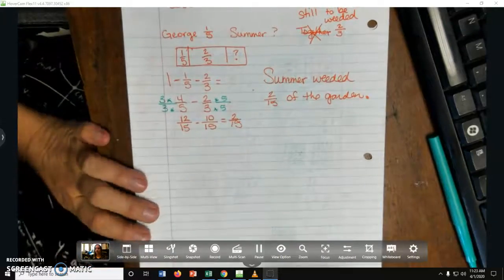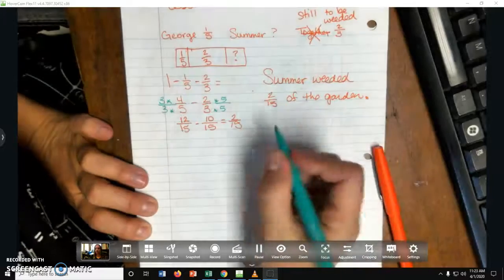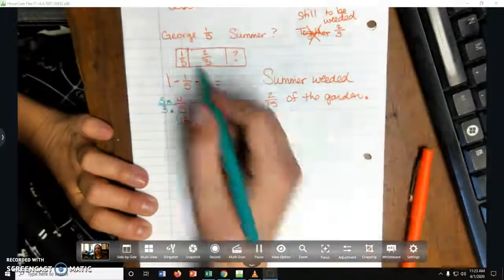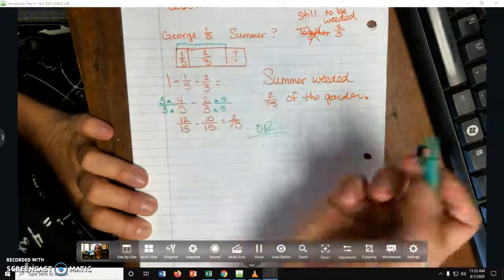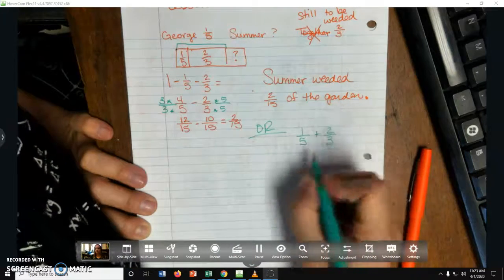The other way you could do this, and I know some of you are going to gravitate towards this other way, perfectly fine. Okay, so the other way that you could do this is we could take these two parts, we could add those together first. 1/5 plus 2/3.